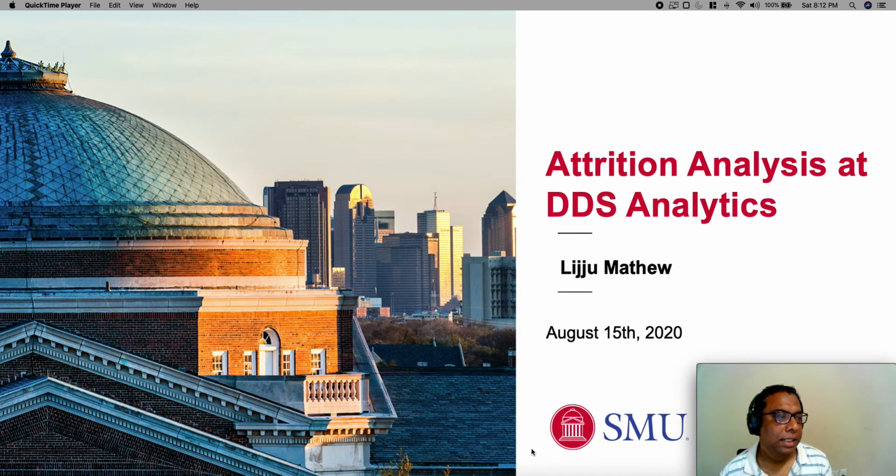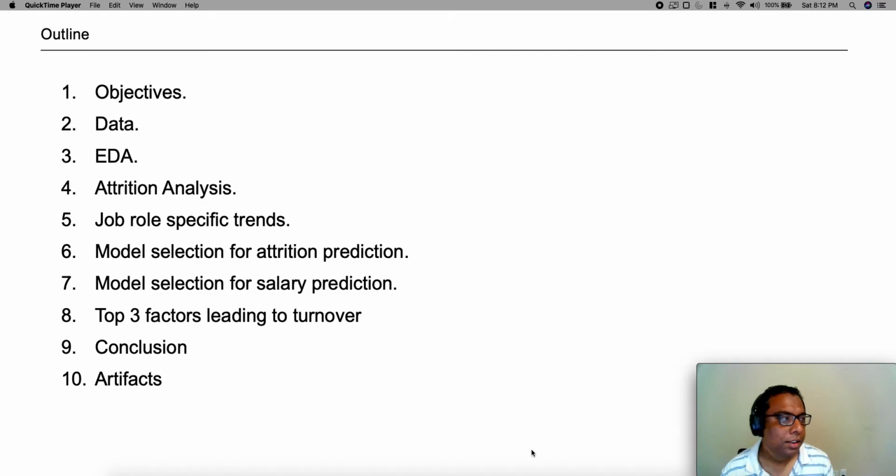We are here to discuss attrition analysis at DDS Analytics. Here is the outline of what I'm going to cover today. First, a quick run over of the objective of the study, then the data that we got for this analysis, followed by some EDA, then attrition analysis and job role specific trends. Then we get into the model selection for attrition and salary prediction, and finally concluding with the top three factors leading to the attrition.